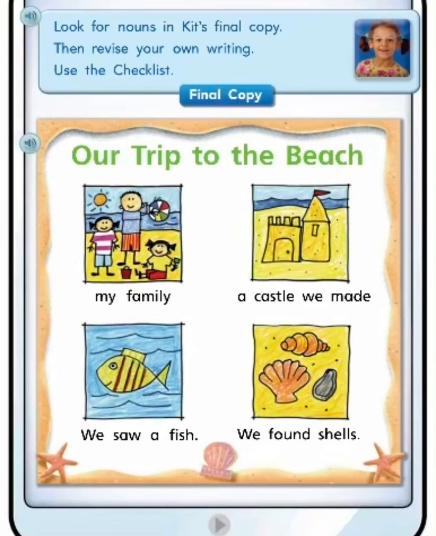Look for nouns in Kit's final copy. Then revise your own writing. Use the checklist. Final copy. Our trip to the beach. My family. A castle we made. We saw a fish. We found shells.